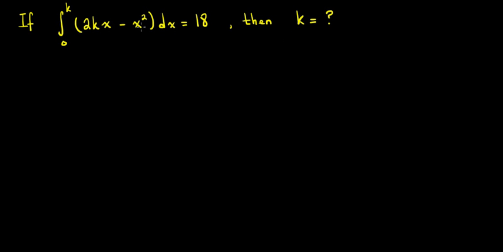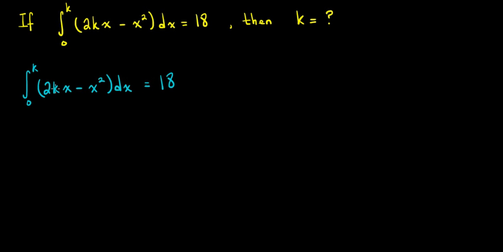Now, what I'm going to do is just evaluate this integral as if k was just some constant. I'm really not going to pay much attention to what k is at this point. I just want to find an antiderivative of this thing here. So let's go ahead and do that. So the integral from 0 to k, and we have our function here, 2kx minus x squared dx. We know that this is equal to 18. That's exactly what they tell us up here. Well, I'm going to find an antiderivative here.